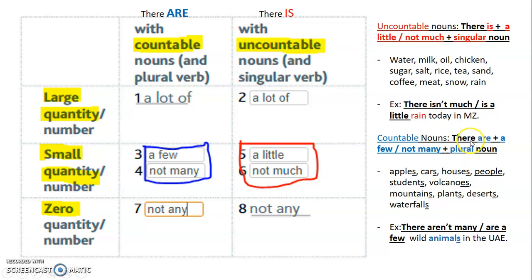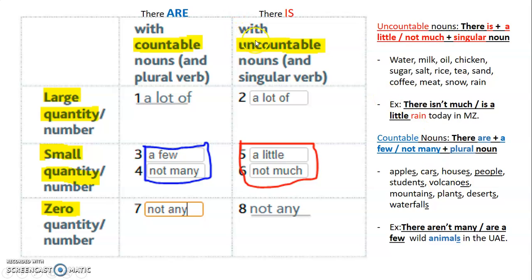So now, as you can see, when you want to use a quantifier with countable nouns, everything needs to be in the plural form. So the verb needs to be plural. That's why we put there are here. And then we need to use the quantifiers that you can use with the countable nouns. And then you need to use a plural noun. That's why I put a line here under the S, so you can see that you always need to put an S at the end of your noun if you're using a quantifier with countable nouns. So always put an S.